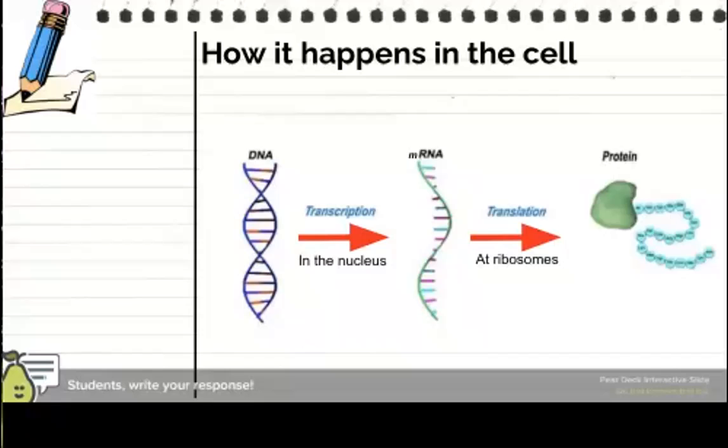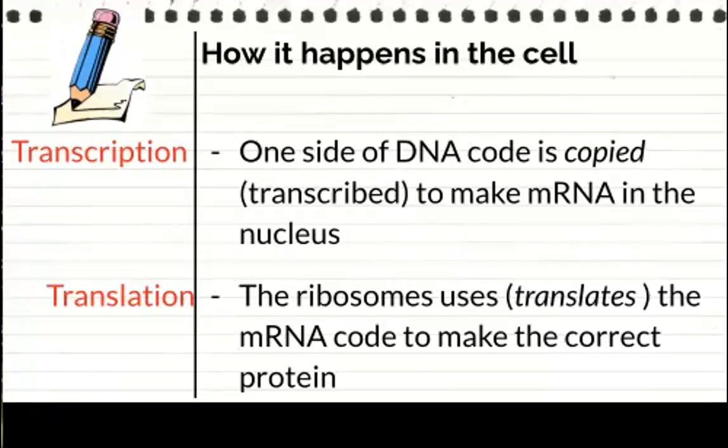Remember, the protein is what gives you your traits. So this is where this occurs. Again, we have transcription. We just make a copy of one side of the DNA. That gives us mRNA. Translation is when the ribosome uses or translates that message to make that protein.